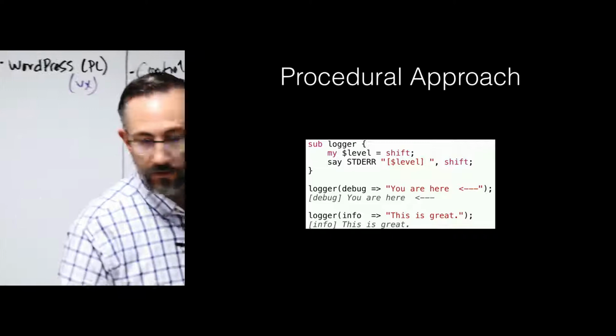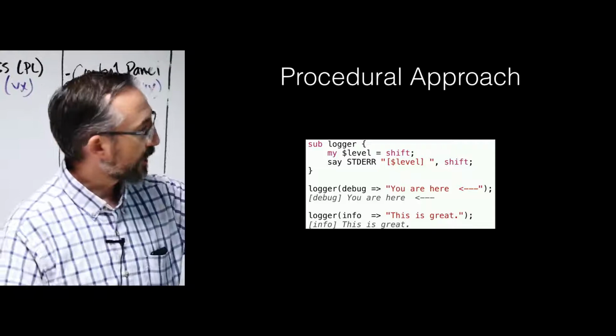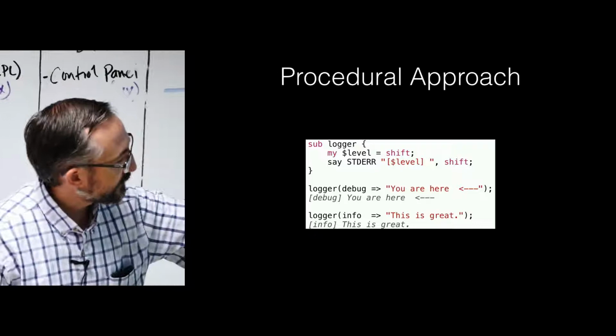We invoke logger at level debug, you are here, and it prints out debug in the square braces because we've got that set up to go to standard error. If we log at level info, info gets printed out and there's our log message.